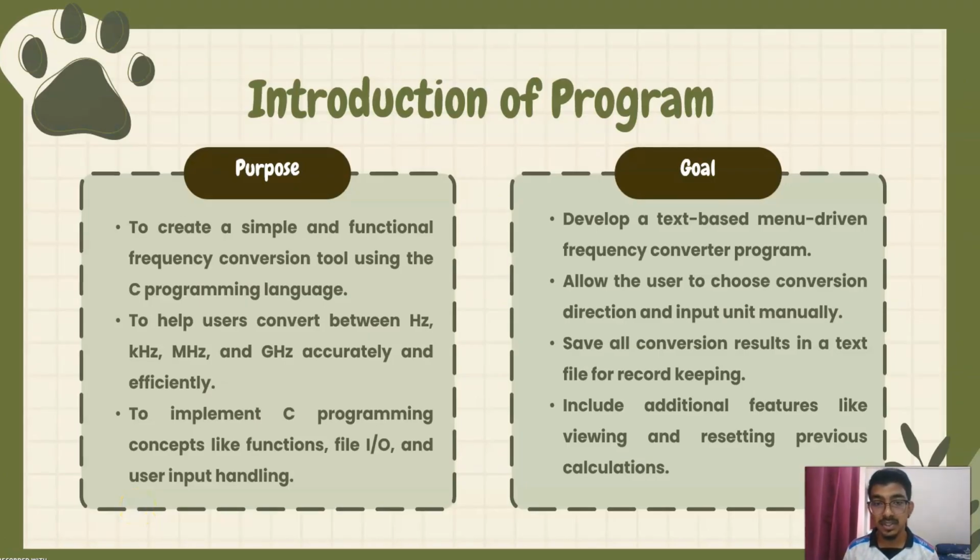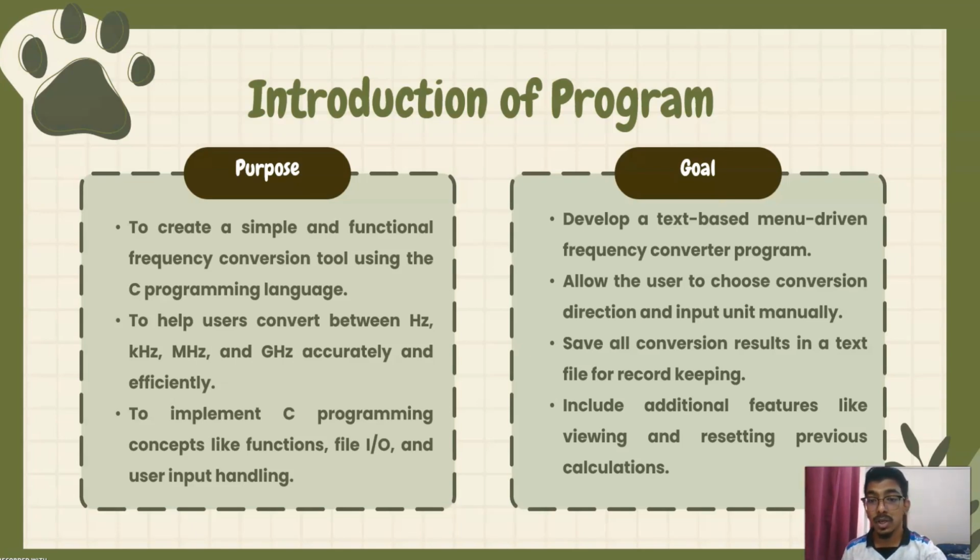I will start my presentation with the introduction of the program. Let's begin with the purpose of this project. The main idea is to create a simple and functional frequency conversion tool using the C programming language. This tool is designed to help users convert between various frequency units, which are hertz, kilohertz, megahertz, and gigahertz, accurately and efficiently. Additionally, this project serves as a way to practice important C programming concepts such as using functions, handling file input and output, and managing user input effectively.